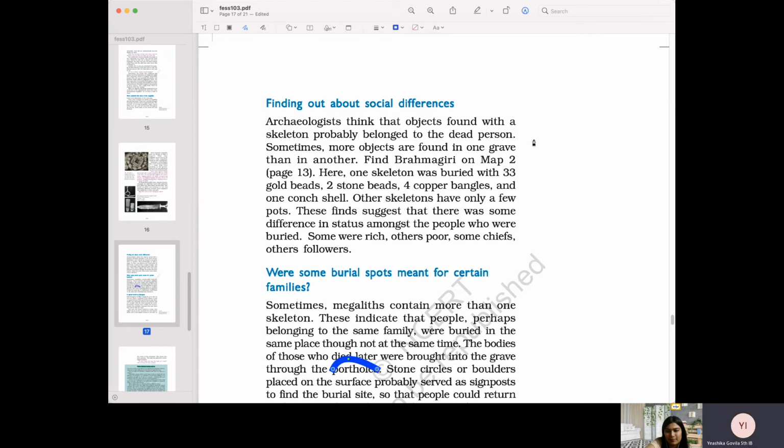These indicate that people perhaps belonging to the same family were buried in the same place, though not at the same time. The bodies of those who died later were brought into the grave through the potholes.